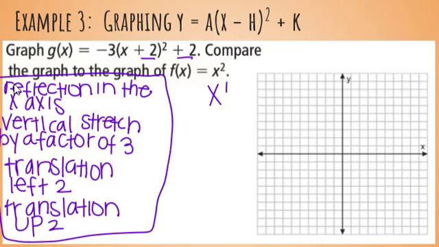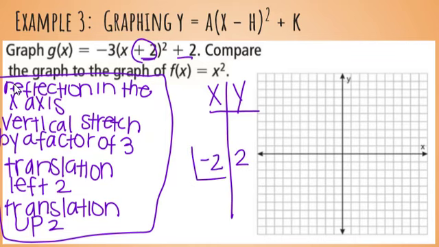So now we're going to go ahead and make our table. We want to identify our vertex, which is our h and our k, which is both of those plus 2s. So for the h, we do the opposite. So this is going to give us -2, and then our k value stays the same. So we have -2, 2. So then we're going to plug in -3, -4, as well as -1 and 0.